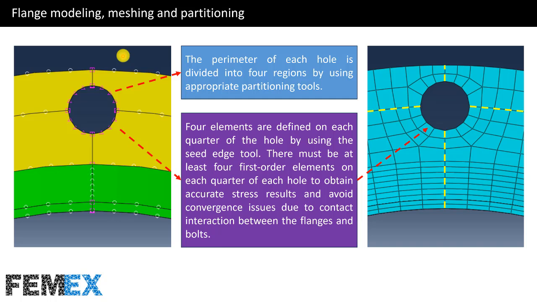As it is illustrated here, the perimeter of each hole is divided into 4 regions by using appropriate partitioning tools. And 4 elements are defined on each quarter of the hole by using the seeding edge tool. Here you can see on each quarter we have 4 elements. There must be at least 4 first order elements on each quarter of each hole to obtain accurate stress results and avoid convergence issues due to contact interaction between the flanges and bolts.